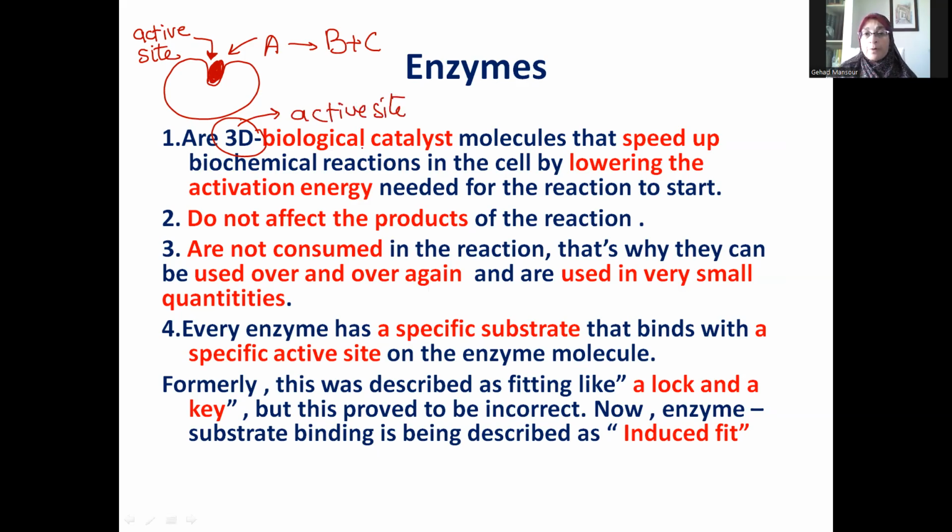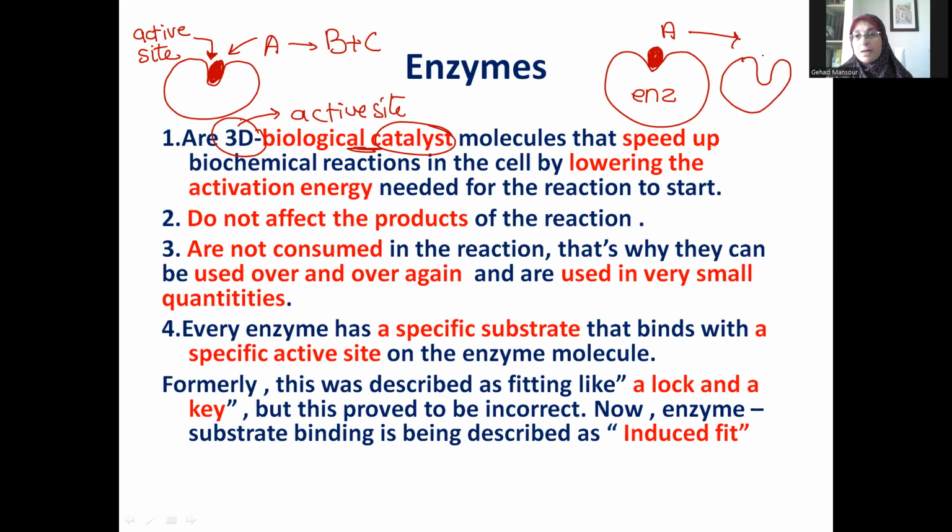And we said that they are biocatalysts. They are catalysts because they speed up the chemical reaction, and they are biocatalysts because they act inside the cell. And we also said that they are used in very small quantities because they are not consumed in the reaction, meaning that if you have an enzyme molecule, substance A fits with the active site of the enzyme, and then substance A is broken down into, for example, the two products, B and C.